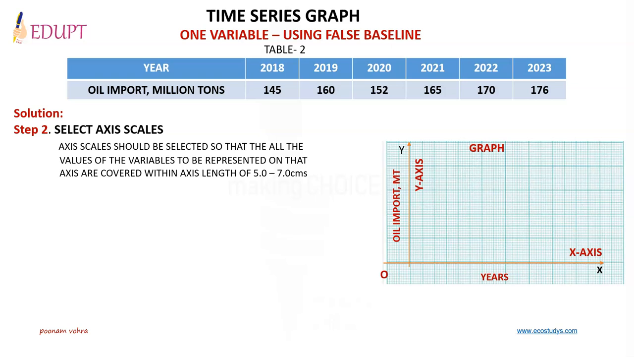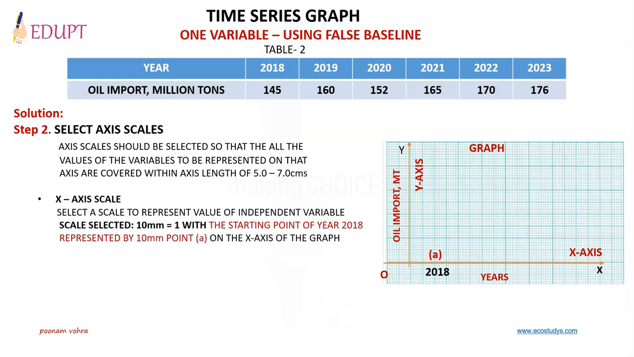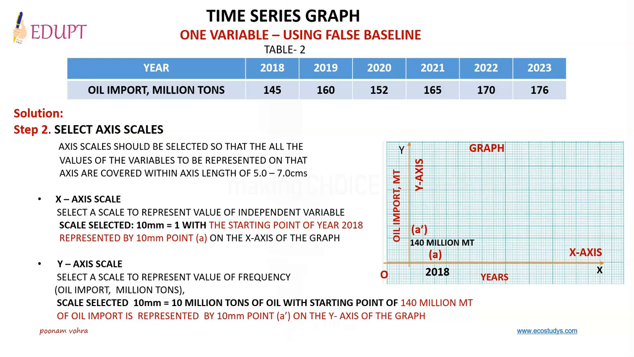Next step is to select the axis scale. For x-axis, 10 millimeters is equal to 1 year, that is 2018, represented by A on x-axis, and on y-axis, the scale is 10 millimeters represents 10 million tons of oil, starting from 140 million tons shown by A dash on y-axis.